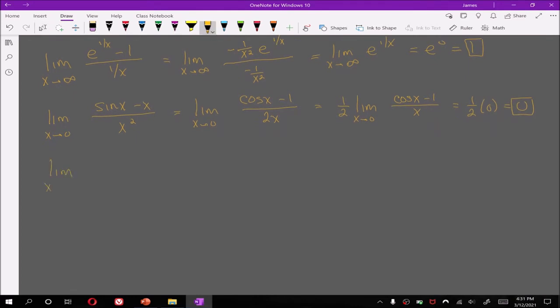Let's take a look at the limit as x approaches infinity of 3x plus 5 over 2x plus 1. Plugging in infinity gives infinity over infinity, so we use L'Hopital's rule. So let's take the derivative of the numerator over the derivative of the denominator. That just becomes 3/2.